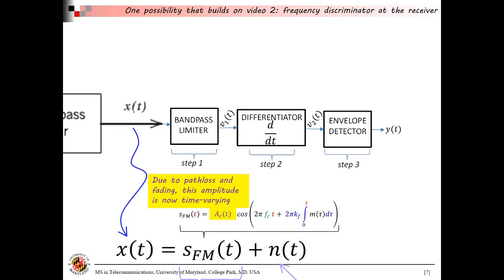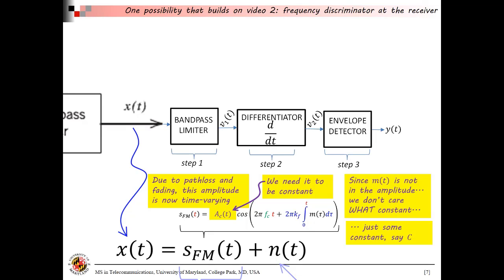Now, due to path loss and fading experienced in the channel, the amplitude of our FM signal is no longer the constant that was designed at the transmitter. It is now a time-varying variable. But for reasons that will become apparent very soon, we need this amplitude to be a constant. Now, we shouldn't care what constant, because m(t), the information bearing signal that the receiver is trying to extract, is not riding on A_c. It's actually in the frequency of this signal.